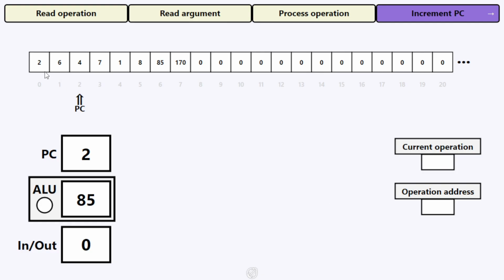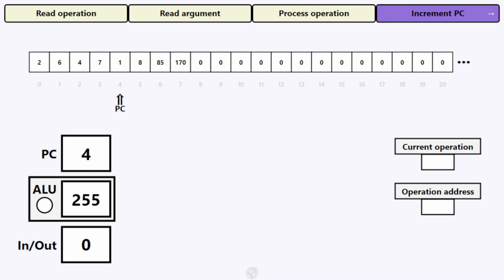The first 2 memory cells were used already. We're jumping to memory cell 2, or address 2. And we begin the cycle anew. We read the operation. This one is add, for addition, which also needs an additional value for the address. 7. When we process the operation, we're going to add the value in address 7 to the value in the accumulator.